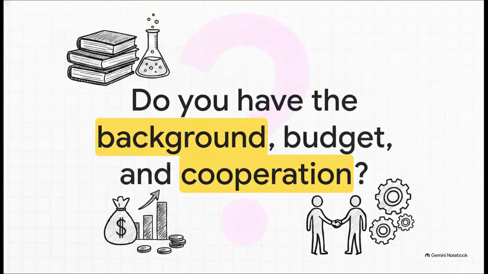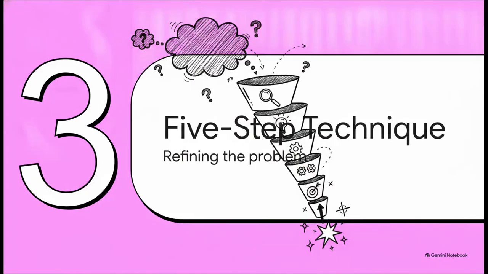But hey, we also have to face the practical reality of research. Before you go finalizing your subject choice, you have to ask yourself these somewhat harsh feasibility questions. Are you actually equipped with the background to pull this off? Does the study fall within a budget you can realistically afford? And crucially, can you actually get the necessary cooperation from the subjects who need to participate? Because if the answer to any of those is no, well, your problem isn't practical, no matter how amazing it sounds on paper. All right, on to section 3, the 5-step technique for refining the problem.